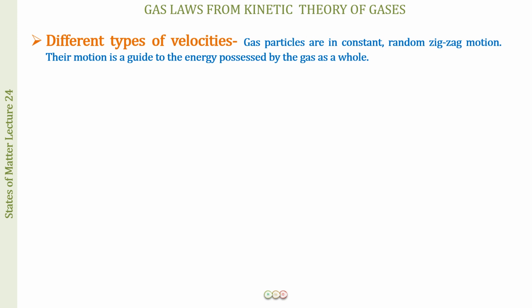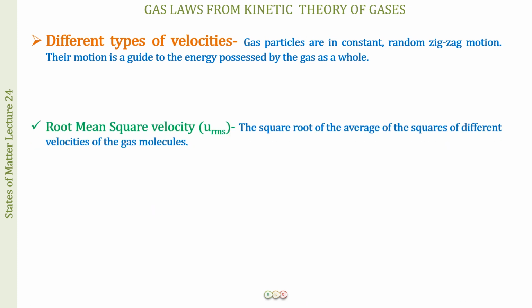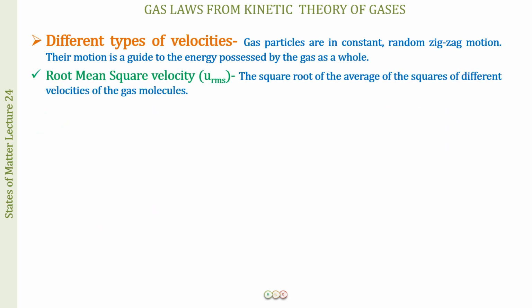And then one more type of velocity we will be talking about today is going to be the most probable velocity. So first of all, the root mean square velocity. This is represented by URMS, and I hope you all remember that it is the square root of the average of the squares of different velocities of the gas molecules, right? So if you want to remember this, what is going to be the root mean square velocity?